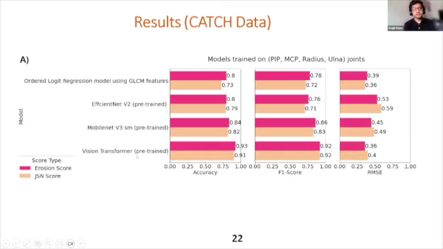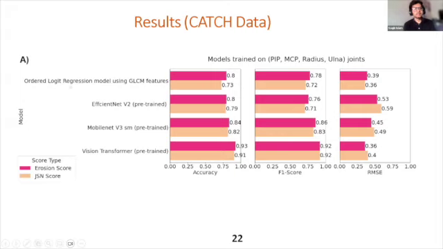As you can see, for detecting the erosion and JSN score, the vision transformer model outperformed the other two CNN-based models in terms of accuracy, F1 score, and RMSE, all of the metrics. In RMSE, lower is better because we want to reduce the distance between the ground truth score and the score that we're predicting. And the balanced accuracy is also relatively good, achieving around 90% accuracy for both the JSN and erosion scores.